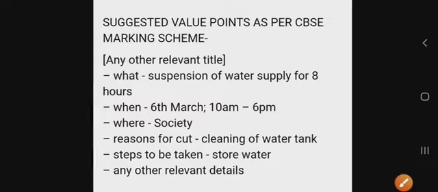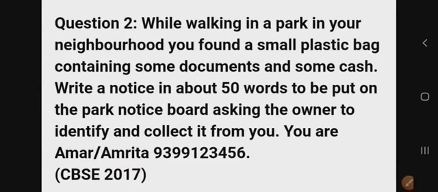Alright. Let's go with another example. While walking in a park in your neighborhood, you found a small plastic bag containing some documents and some cash. Write a notice in about 50 words to be put on the park notice board asking the owner to identify and collect it from you. You are Amar Amrita. This is the phone number. This question has come in the CBSE exam 2017.